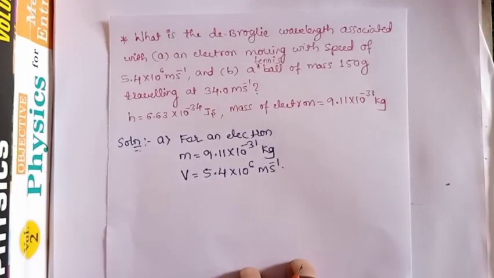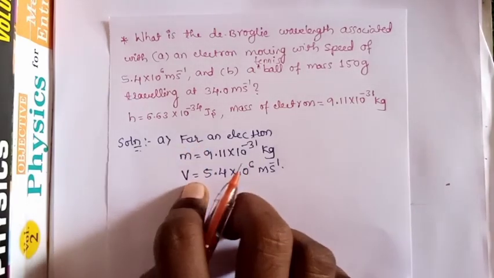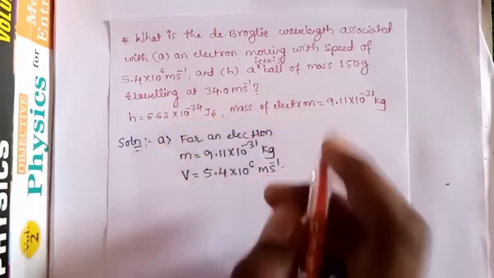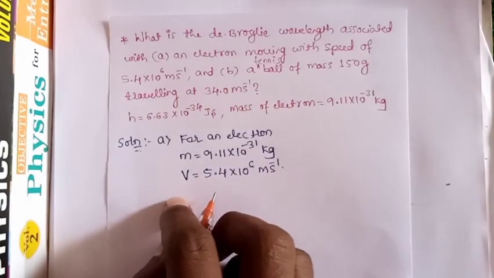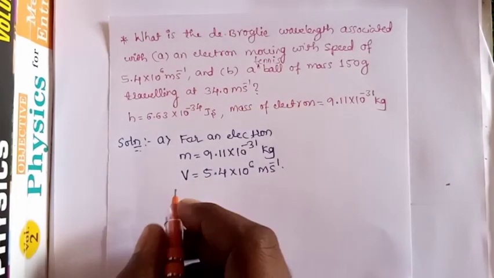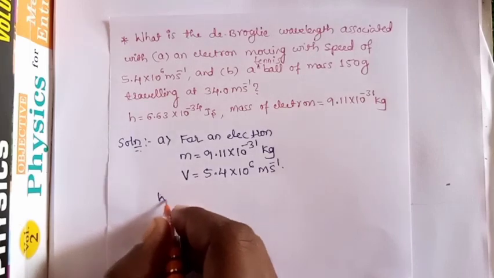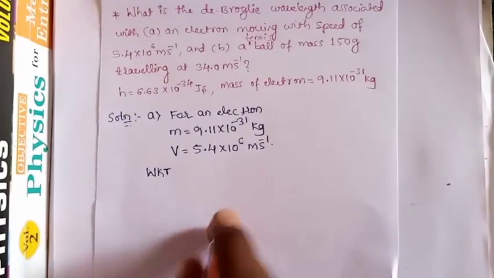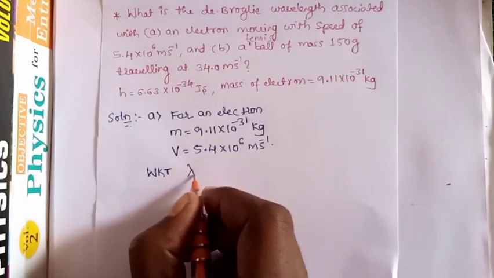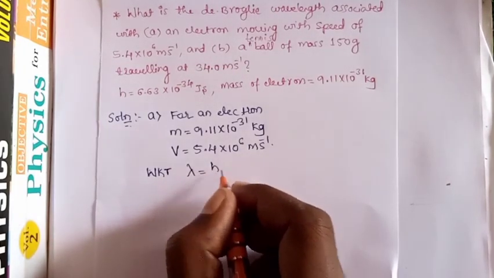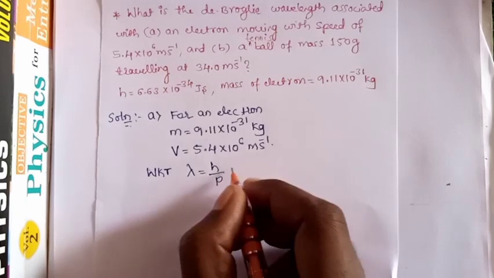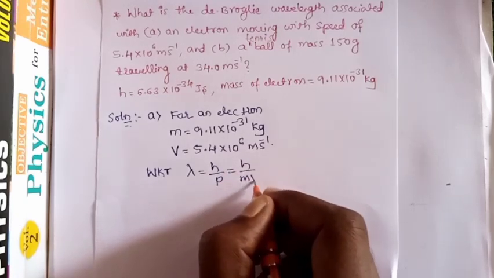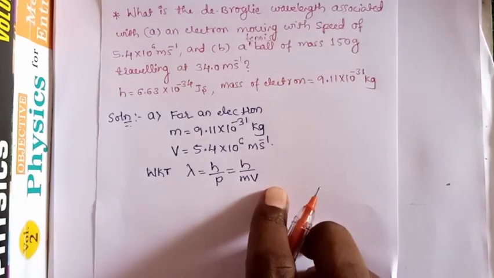Then what is the de Broglie wavelength? Mass given, velocity given, and also h is given. Then by using the first relation, that is the relation between de Broglie wavelength and momentum, we know that the de Broglie wavelength in terms of momentum is lambda = h/p, and lambda = h/(m v). p is nothing but mass into velocity.